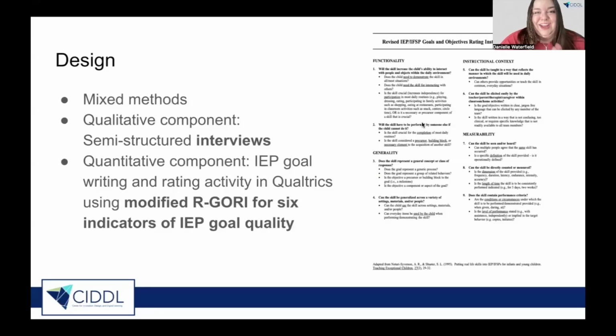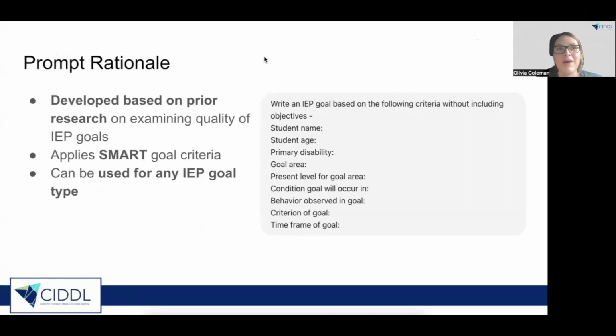And that is where Olivia comes in. Olivia? Thanks, Danielle. Now I'll take a few minutes just to talk about the prompt that we used, the rationale for it, as well as what was generated by the prompt within the generative AI, and then how teachers and practitioners could use the prompt themselves to create IEP goals for their students. So we developed this prompt based on prior research, examining the quality of IEP goals.